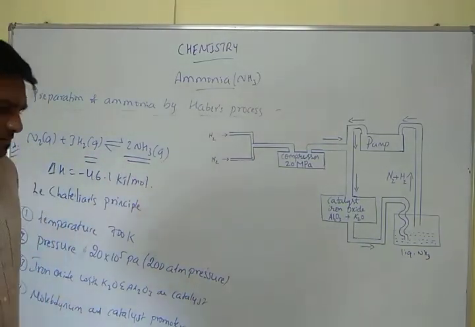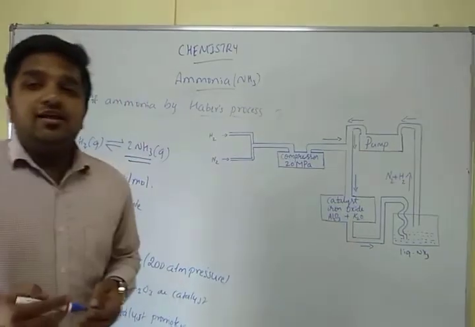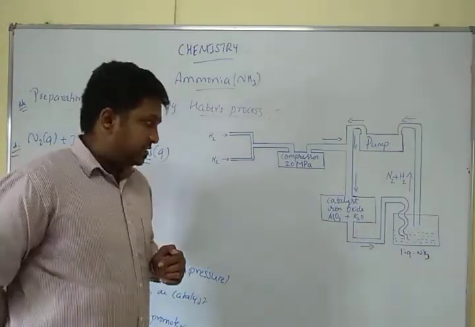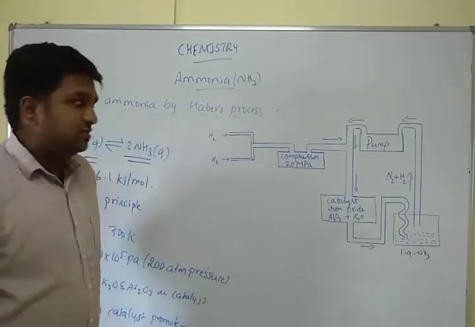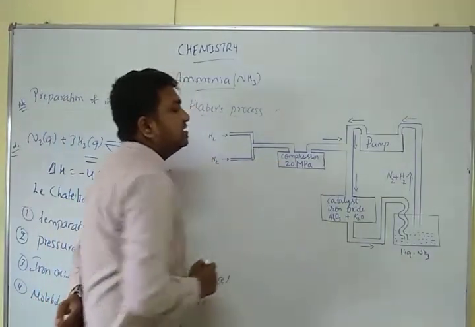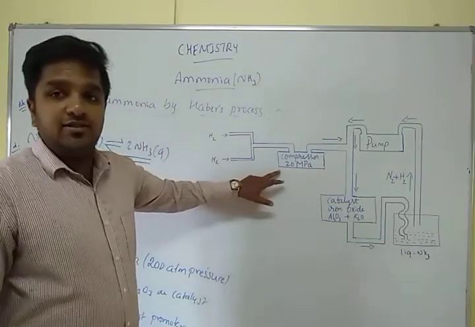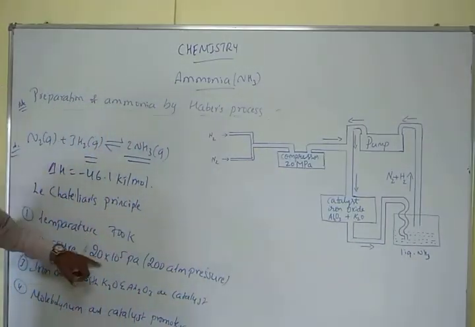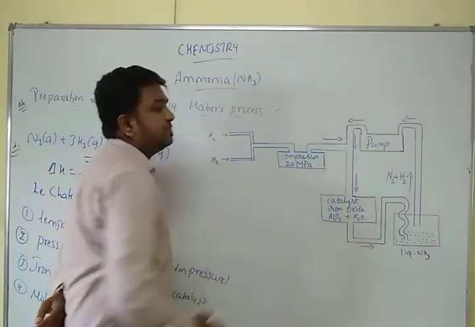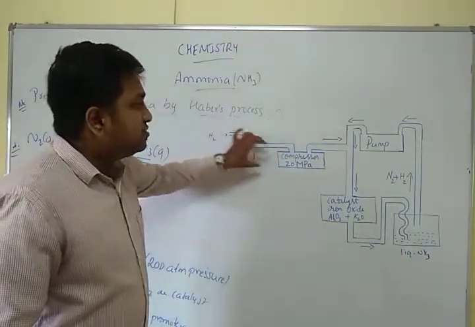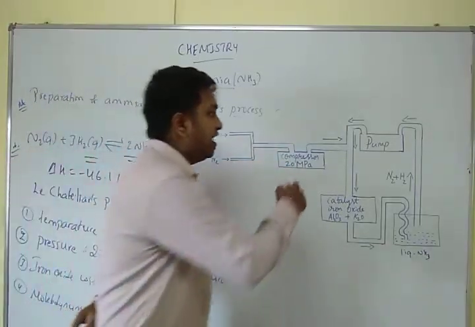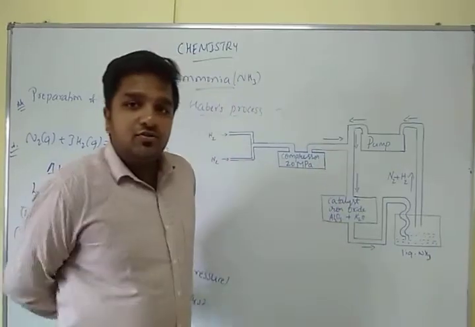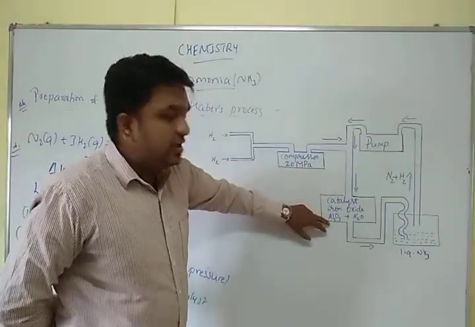Clear? Now let us focus on the representation of this Haber's process. Here we are passing hydrogen and dinitrogen through this, and they will be compressed by a compressor, because we need to maintain the pressure of 200 atmospheric pressure. To get this pressure we use the compressor, and these two gases are compressed to 200 times 10 to the power of 5 pascals, and then the compressed hydrogen and dinitrogen are sent to the catalyst.